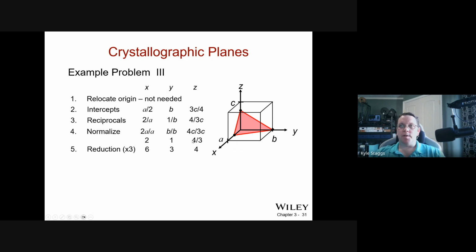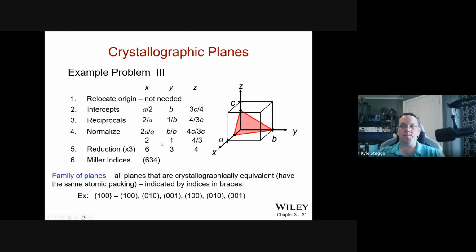So we have to multiply by 3 to get rid of our denominator. So we get 6, 3, and 4 as our Miller indices. So these are telling us something about the angle of tilt in three-dimensional space relative to the origin, about what these planes are doing.